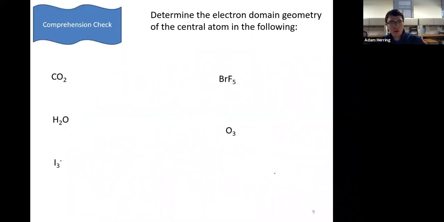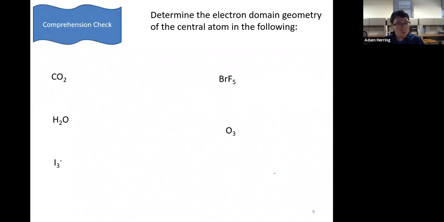All right, let's close out this video with a little bit of some practice. So what I would like you to do is pause the video and try to determine the electron domain geometry for the central atom of each of those molecules that are shown below.